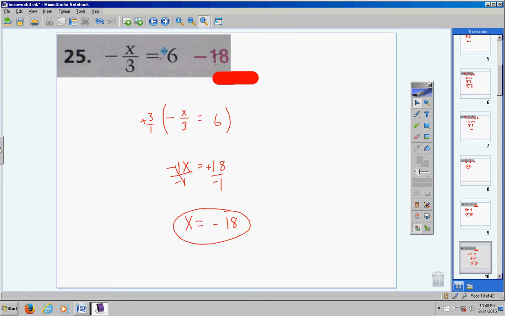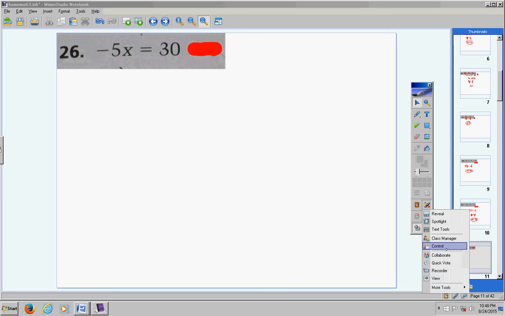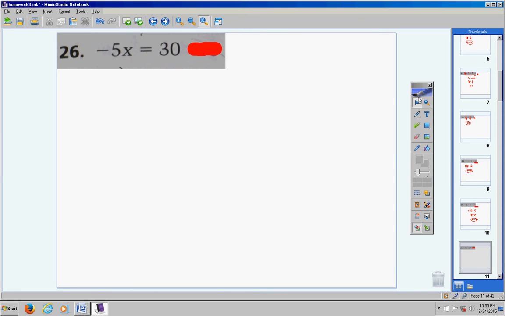Alright, moving on to number 26. Alright, number 26. Let's see. Step 1 is to simplify both sides. There's nothing we can do. Step 2, eliminate fractions. There's still nothing to simplify. The variable terms are on one side, the constant terms are on the other, so there's really nothing to do except divide by the coefficient. So we're going to divide both sides by negative 5. These cancel. A positive divided by a negative is negative 6. So the answer is negative 6.